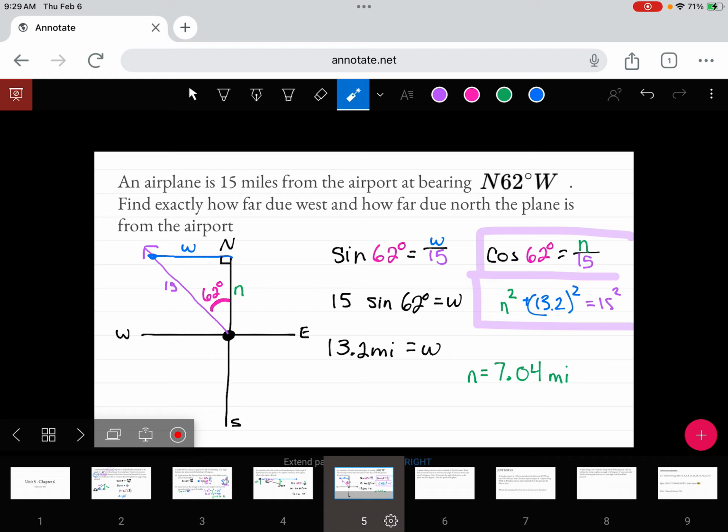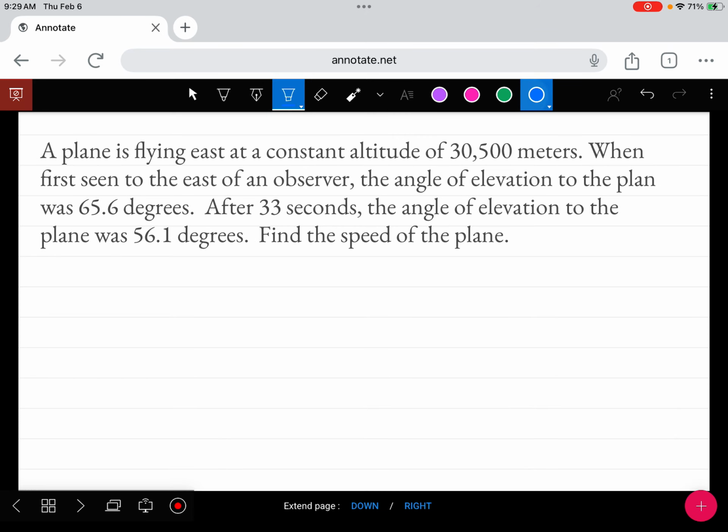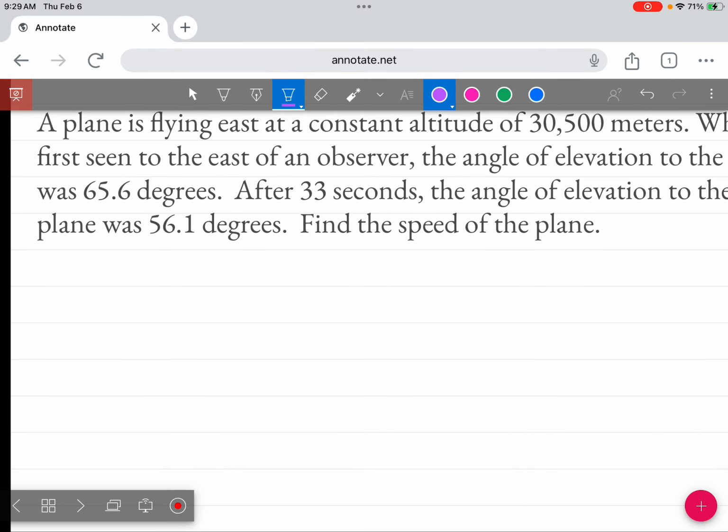Okay. Let's do another one. This one is asking slightly more. So we've got a plane that's flying east at a constant altitude of 30,500 meters. And we've got a person on the ground watching it. So what we have is a human.